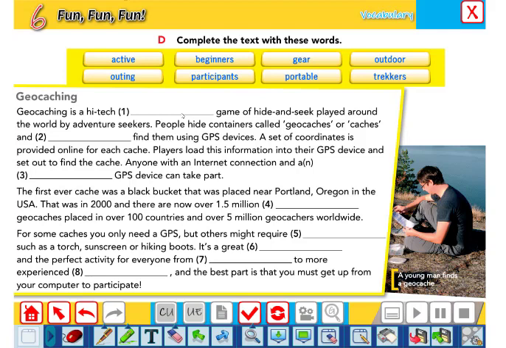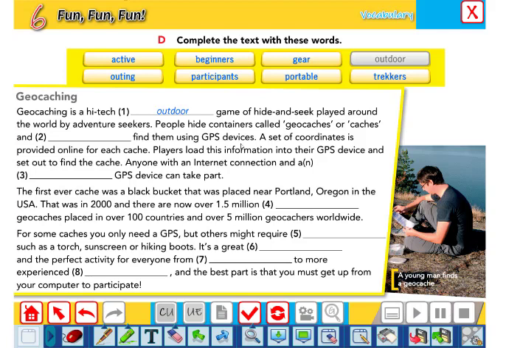I hope you got all the answers correct. Let's try to do it together. Let's go for geocaching. Geocaching is a high technology or high tech game of hide and seek. So guys, in geocaching, is it played inside the house or outdoors? For sure, we play this one outdoor, and we play it around all over the world. And by the way, this is one of the adventure games, and people hide containers called geocaches or caches or whatever you want to call it, and find them using GPS devices.